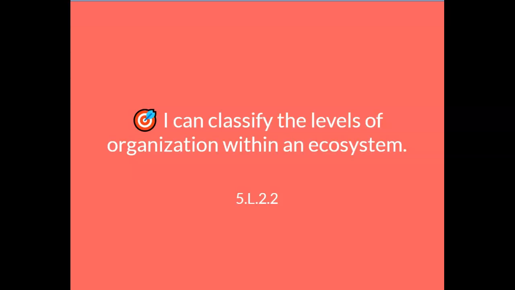Alright friends, so we're going to go ahead and continue learning about our ecosystems and learning about ecology. Today we're going to be looking at the different levels of organization within an ecosystem. This is a way that we can classify groups of organisms, and then that will set us up for success when we start to talk about food chains and webs tomorrow.